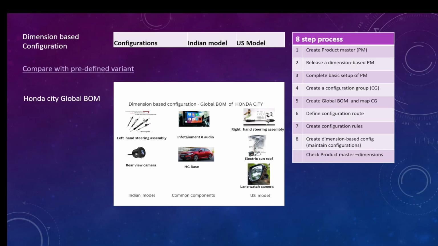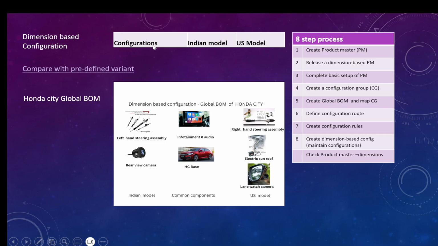So, this is the use case I'm going to use for creating a dimension-based configuration technology product master. In my earlier section, I created a product master using predefined variant. Now I'm going to create a product master using dimension-based configuration.